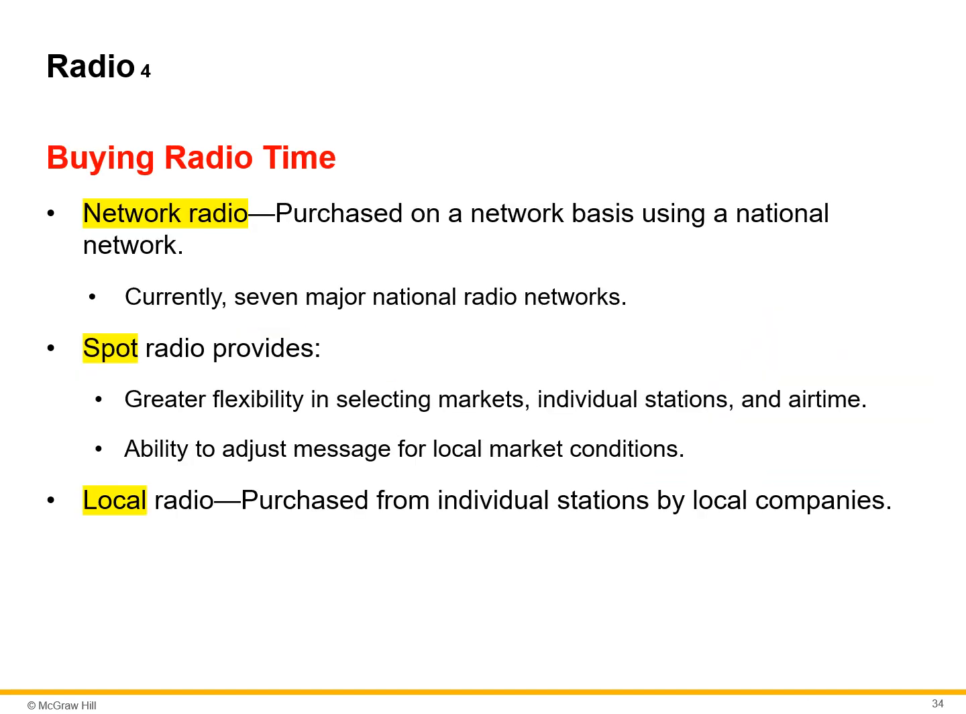Okay, radio. How to buy radio time? There are network radios, just like network TVs. Purchase on a network basis using a national network, right? There are 7 major national radio networks, like CBS, for example. Spot radio provides greater flexibility. You can adjust the message for the local market, and then local radio is purchased from individual stations by local companies. The majority of the advertisements on radio are actually for those local radios.